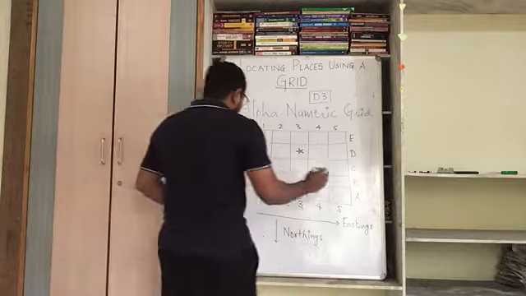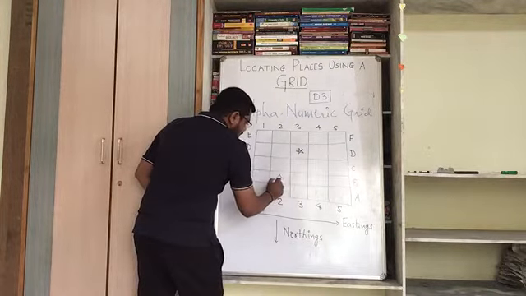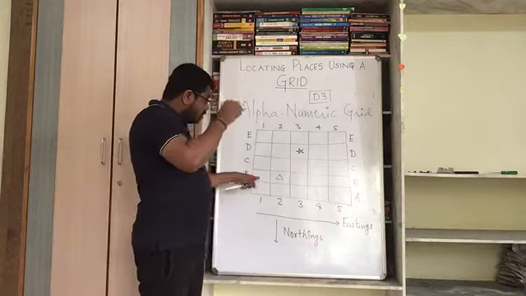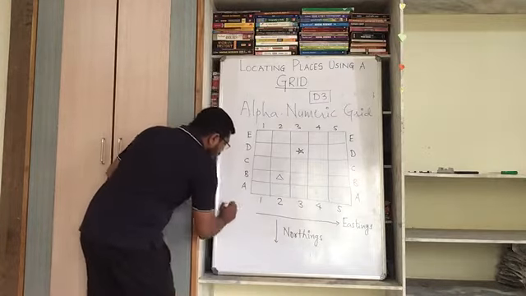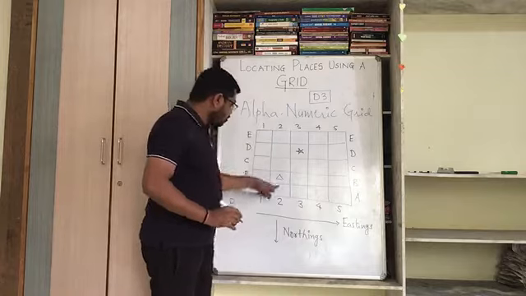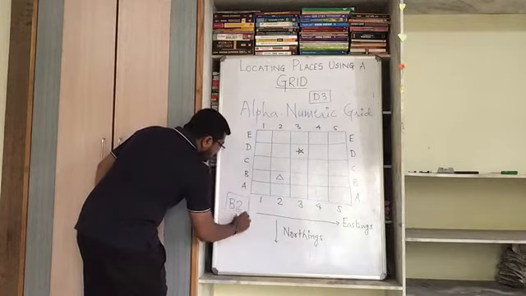This way, if anything is located, for example, something is located over here as a triangle. A triangle is located in one of the grids. So the location of the triangle will be, this is B, and then this is 1 and 2. So the triangle is located in B2.